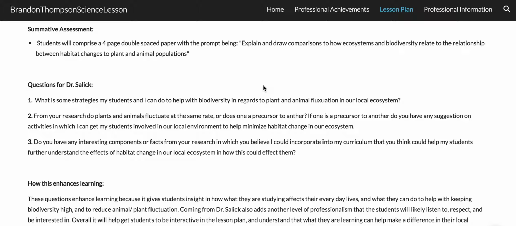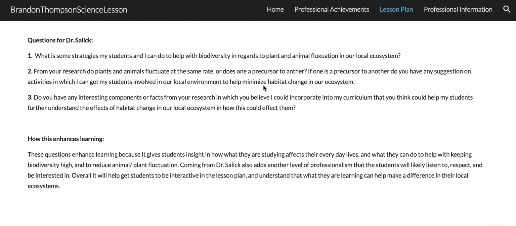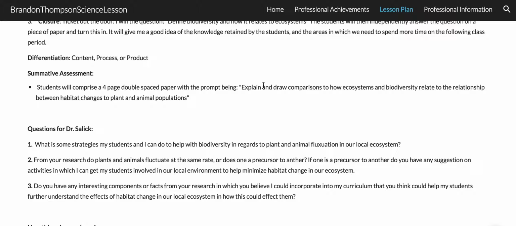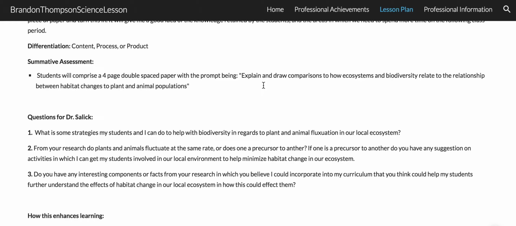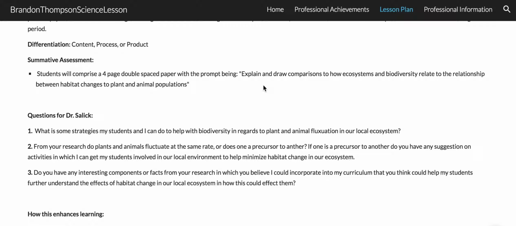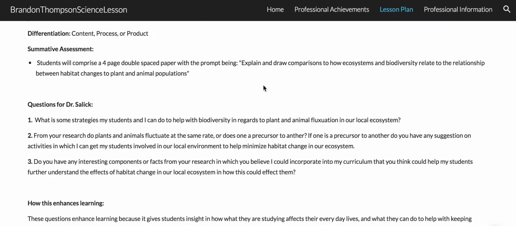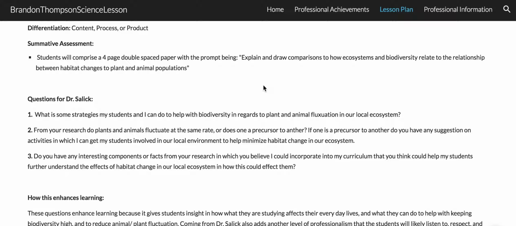To close out the unit, we'll do a summative assessment, which will comprise a 4-page double-spaced paper with the prompt being explain and draw comparisons to how ecosystems and biodiversity relate to relationships between habitat change to plant and animal populations. This is just to ensure that all of my students are holding up to the state standard and that they're comprehending what I'm teaching. This is also good for me because it's going to help me understand for future years what I have to really emphasize and what I've done well and what I haven't done well. So this is really for me as well, just to get good feedback.